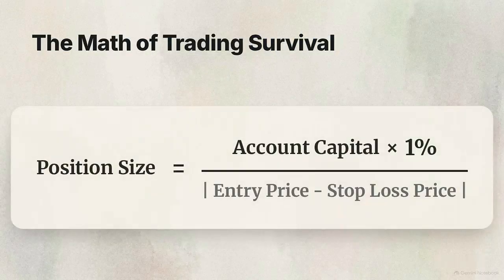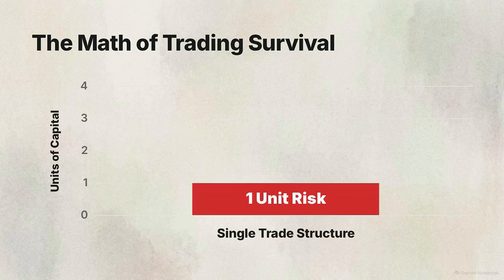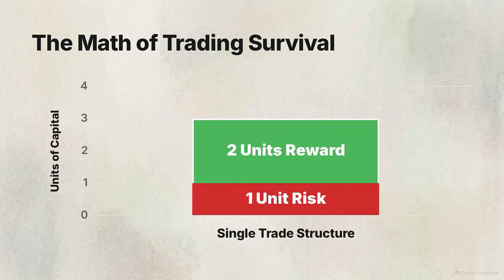The 1% rule keeps risk constant. By dynamically calculating your position size based on the distance to your stop loss, you ensure that no single trade risks more than 1% of your total account equity. This risk is then measured against a target reward of at least 2 units. Setting a minimum 2-to-1 risk-to-reward ratio ensures your winning trades always outpace your losing ones.